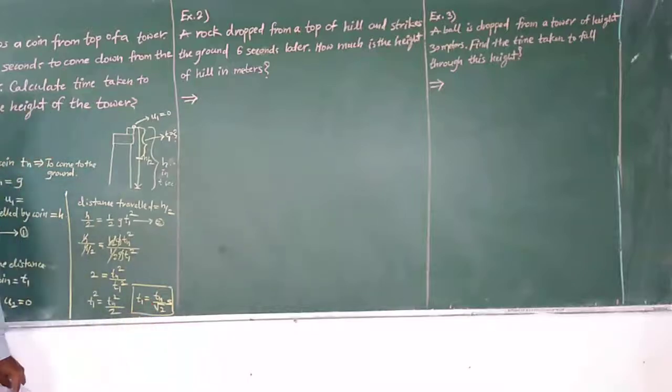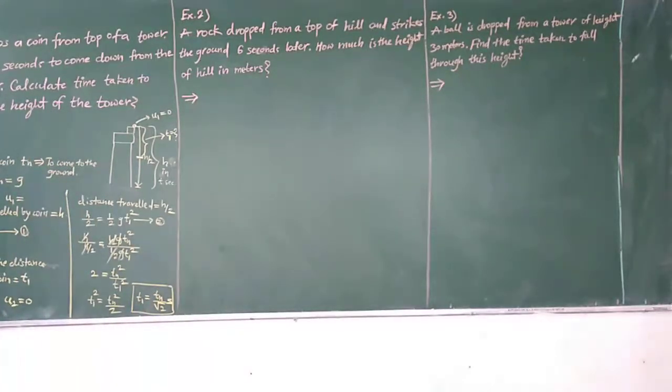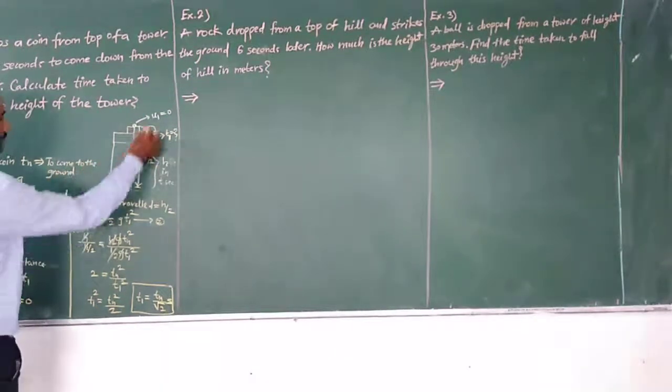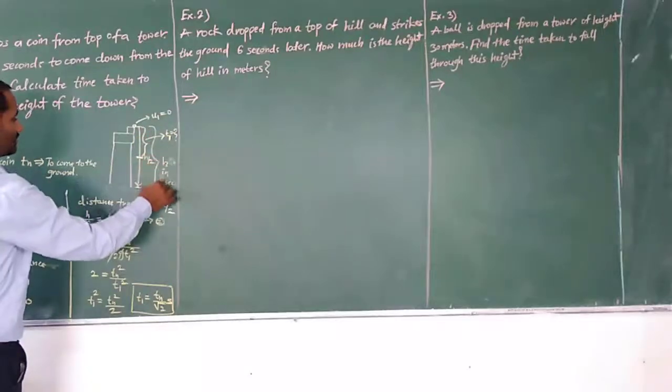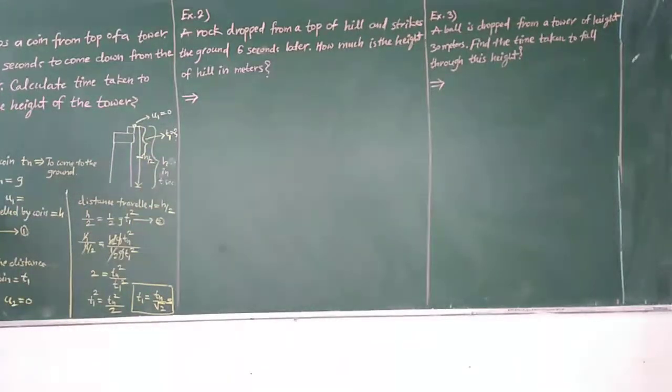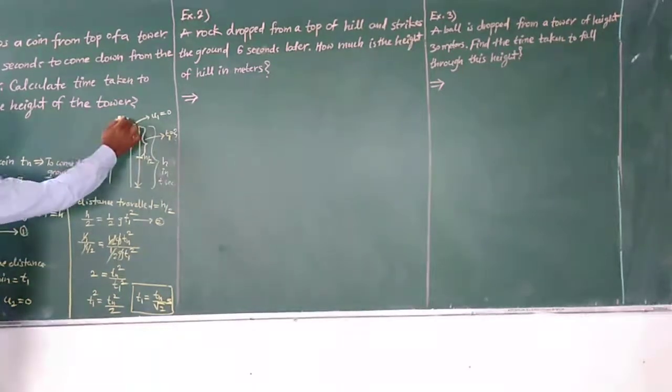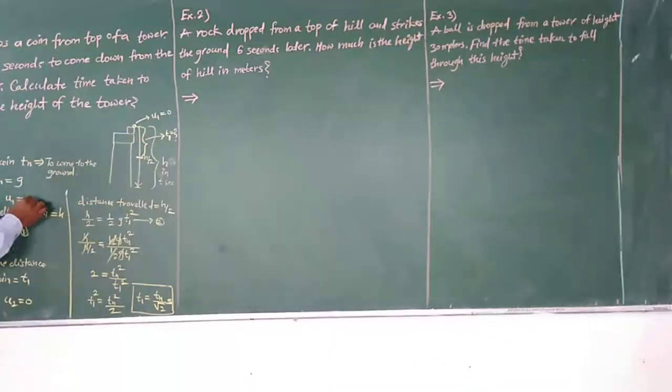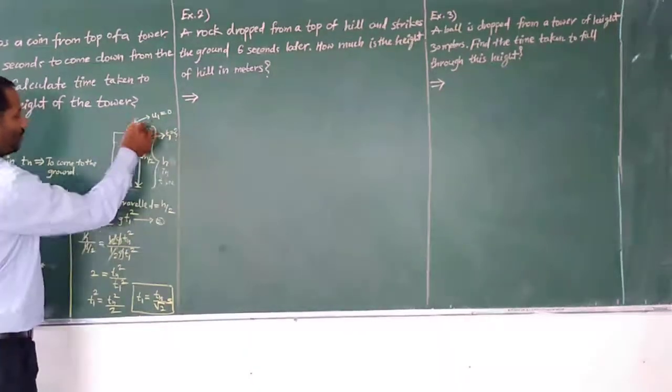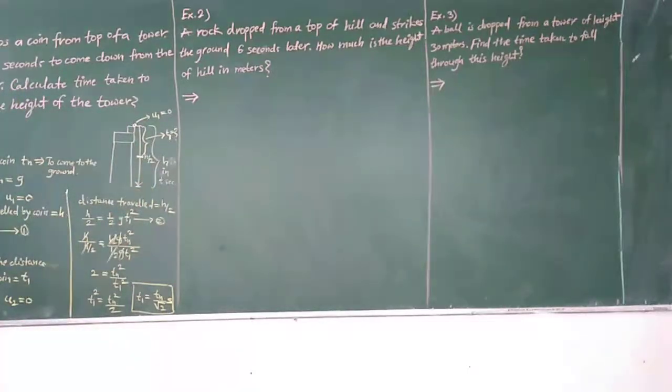Tn by root 2 seconds, right. So let's look again. Case 1: time taken by the coin, Tn, to come to the ground. The acceleration a1 is equal to g. The initial velocity of this coin is 0. The distance traveled by the coin is h, from the top to the ground. So the equation becomes h is equal to half g Tn square. This is equation number 1.